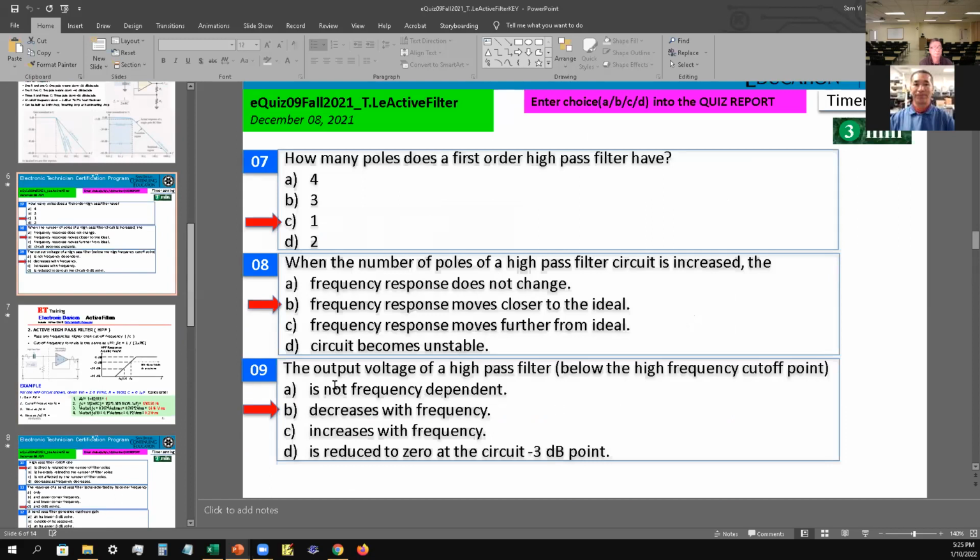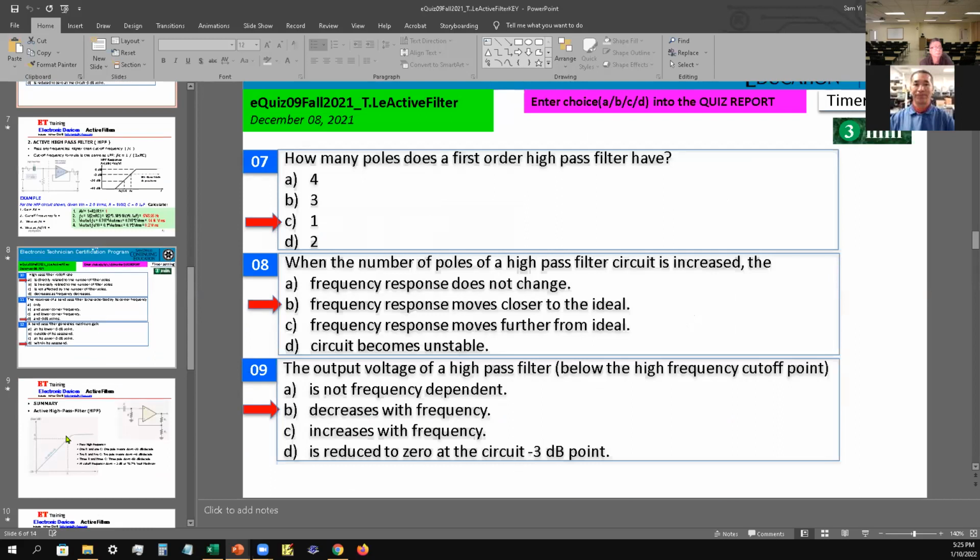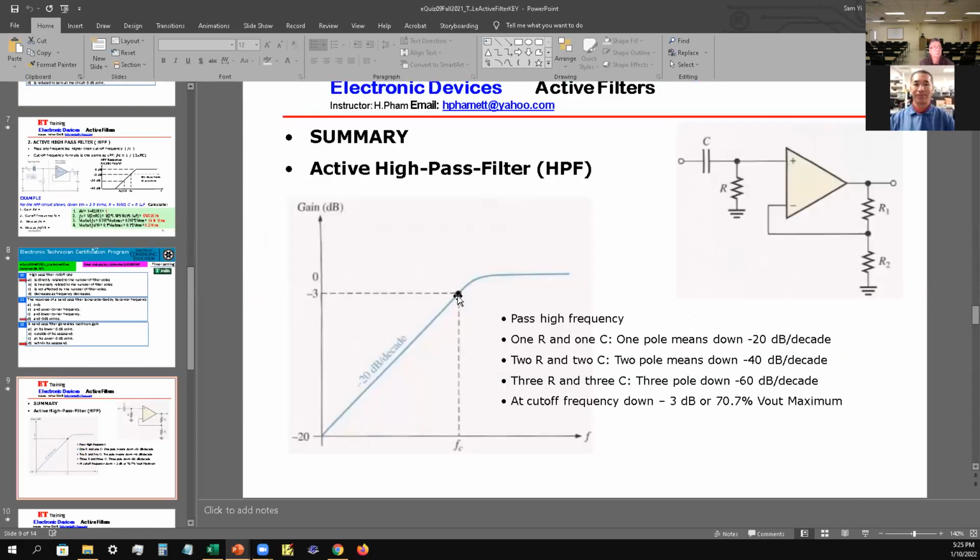Number 9, the output voltage of a high pass filter below the high frequency cutoff point decreases with frequency. So we look at the voltage. We're looking here at the cutoff. As you keep on going this way, the voltage decreases.